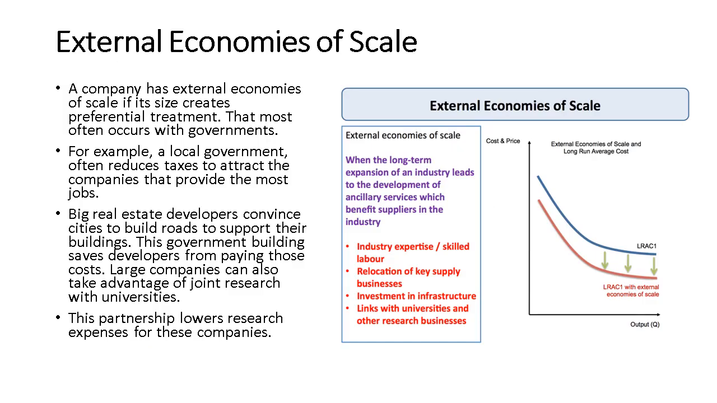And the last type of economies of scale is external. This is extrinsic to the company. What are these external factors? An example of external economies of scale is the size. It creates preferential treatment that most often occurs in government. For example, in a certain local geographic area, SM was established in that particular area, and therefore Robinson is going to follow.